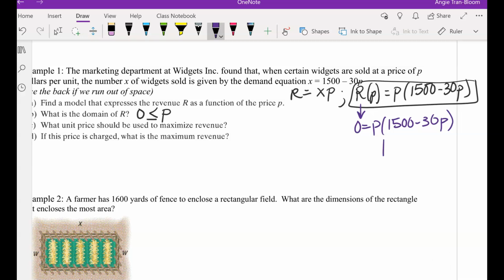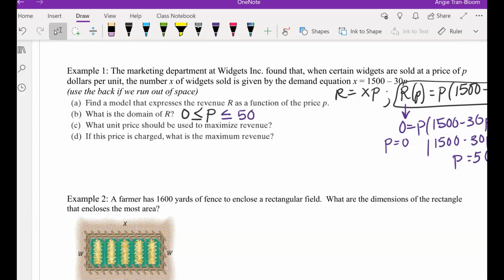It's already factored, so the first factor is zero. Then the second factor, take it and set it equal to zero and solve for P. And P came out to be 50, okay? So that means if I charge $0 or $50, my revenue will be at its lowest, at what? Zero, okay?